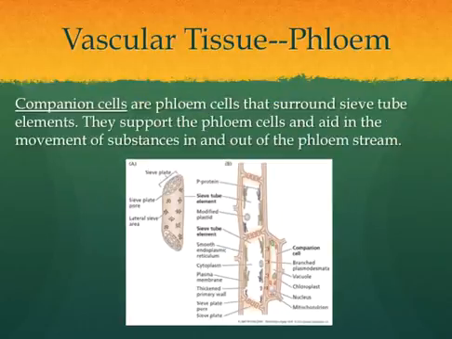Companion cells are phloem cells that surround sieve tube elements. They support the phloem cells and aid in the movement of substances in and out of the phloem stream.